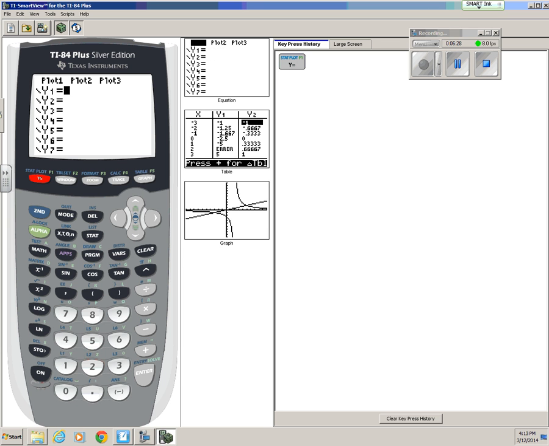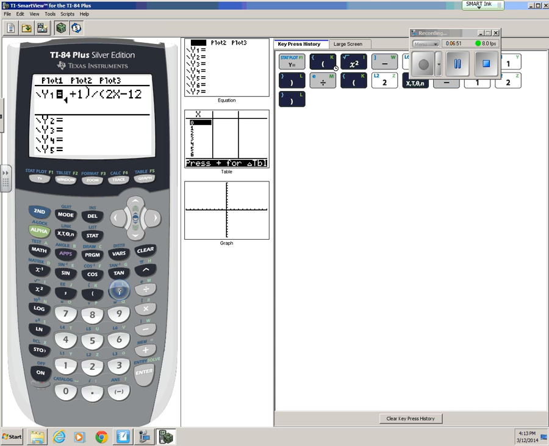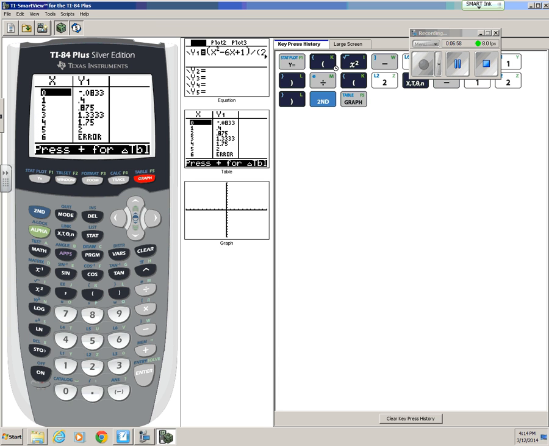Let's go into y equals. Then I'm going to take that first fraction, and I need to put everything in parentheses. So the numerator in parentheses is x squared minus 6x plus 1. I'm going to close that up. It's being divided by, in the denominator, parentheses, 2x minus 12. So the question is, which of the following rational expressions would be undefined if x is 6? Well, let's go to the table of values. Let's go to 6. That must be the answer, because when x is 6, look at what happens.